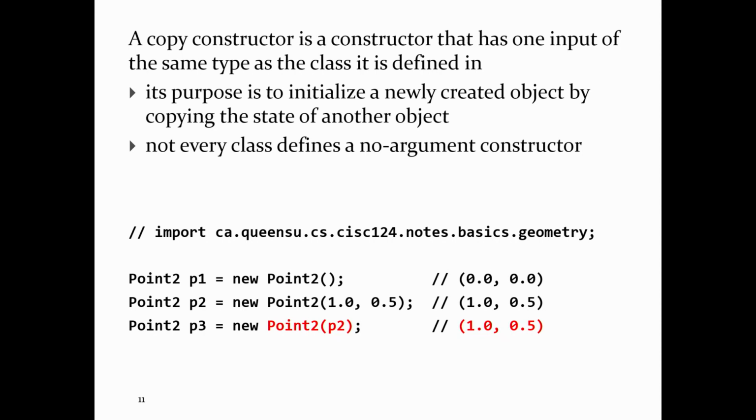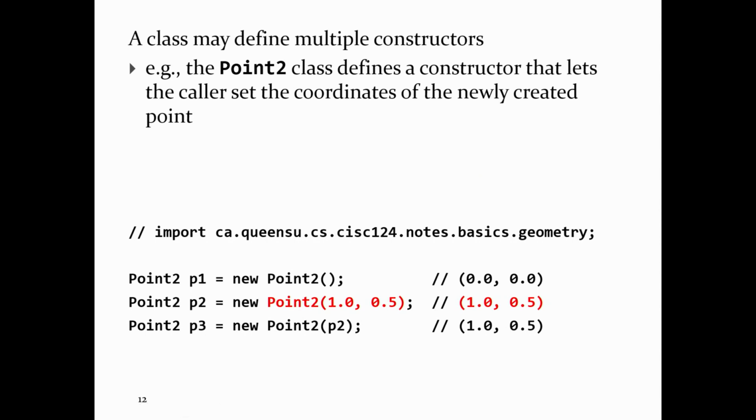They're independent objects. Not every class defines a copy constructor. But if a class does define a copy constructor, then that's probably the intended way to make a copy of an object using that class.